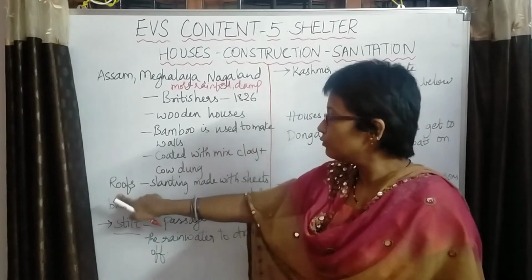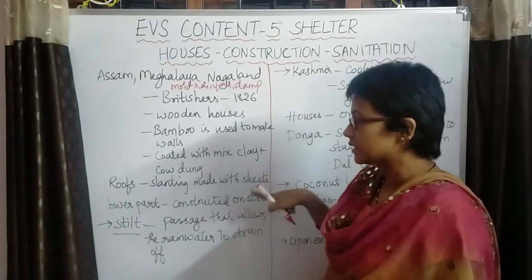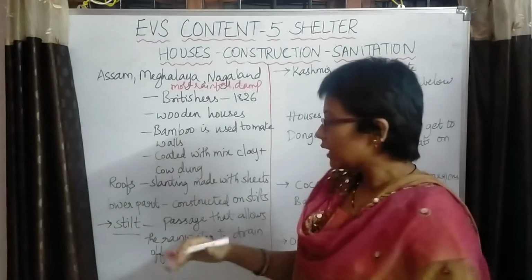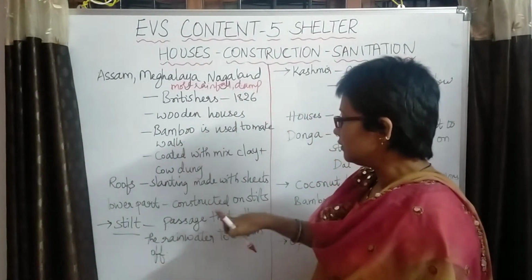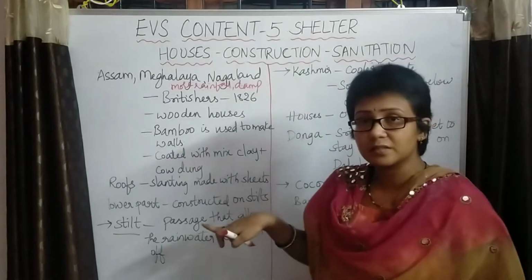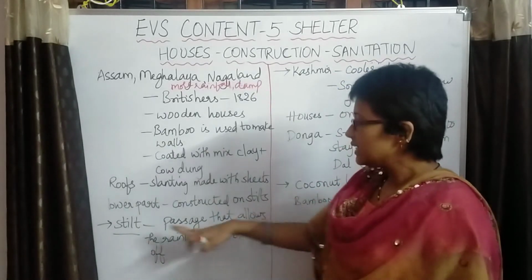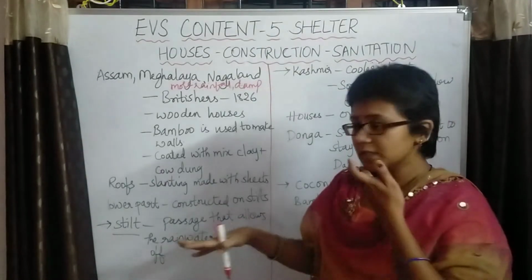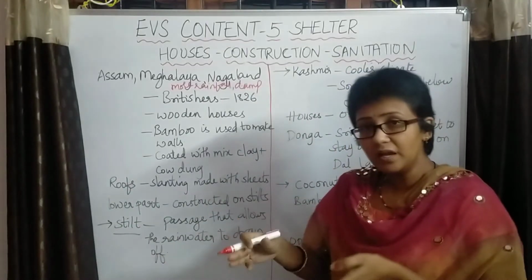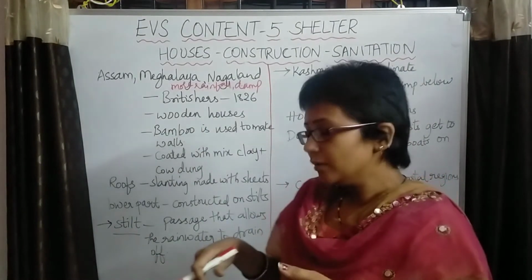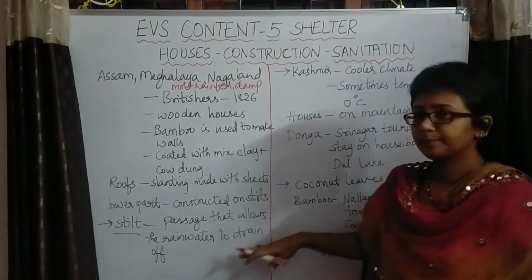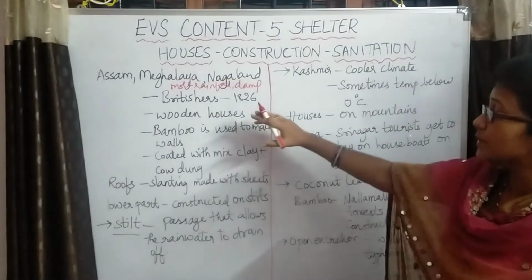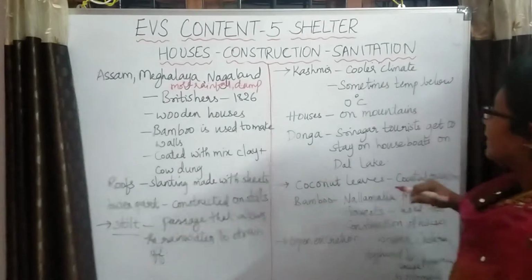And how were the roofs? Roofs were slanting, made with sheets. Why were the roofs slanting? Because when rain falls the water has to come down, and the lower part of the house is constructed on stilts. So what are stilts? Stilts are the passages that allow the rainwater to drain off. It is a way for the rainwater to move away from the house. So that is about the houses which were constructed in Assam, Meghalaya and Nagaland.